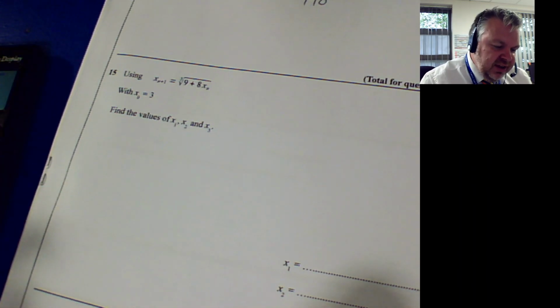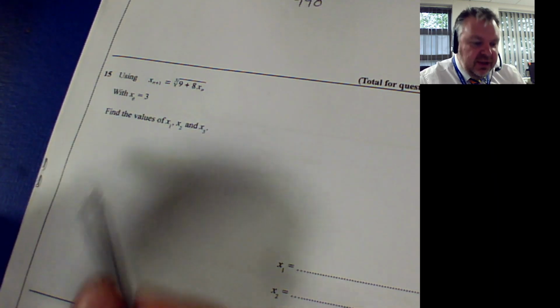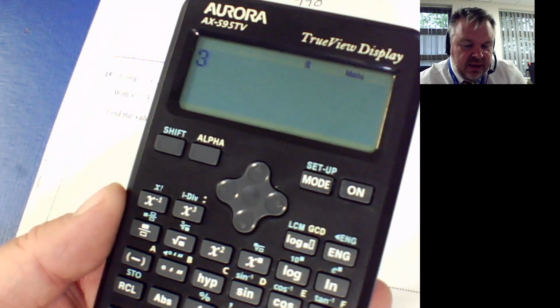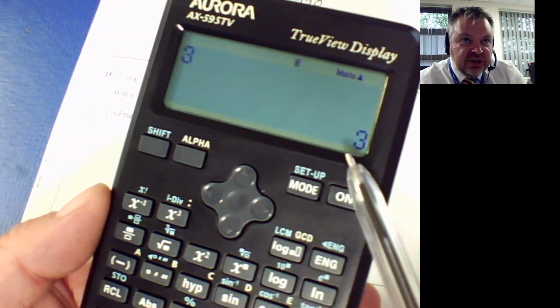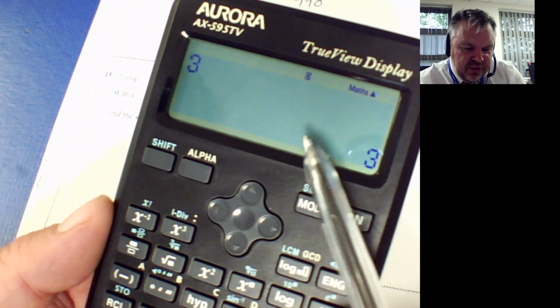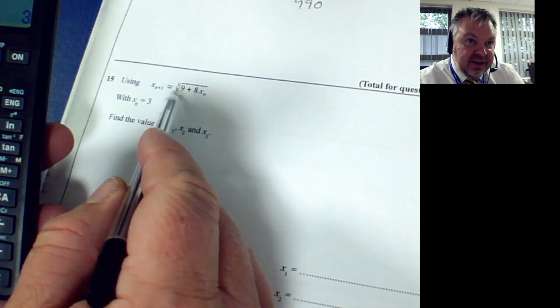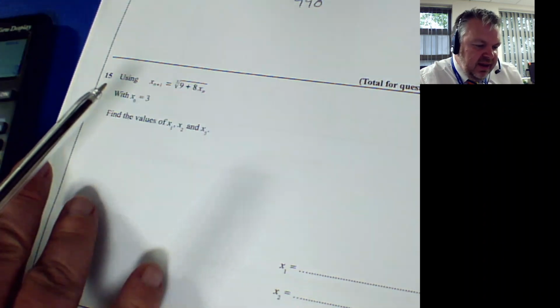As soon as you see your iteration, you should be over the moon, because these genuinely are easy to work with. The best thing to do is to start when it says x0 is 3. So we're going to go, so you can see, 3 equals. All that does is store 3 in the memory of your calculator. And then I'm going to type in exactly what we see here.